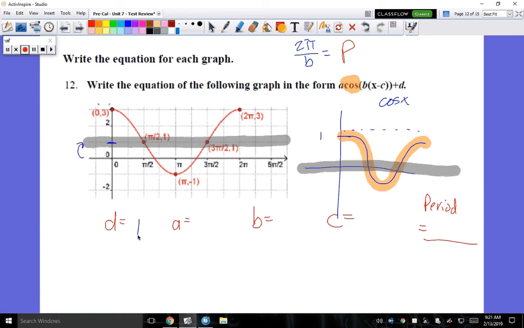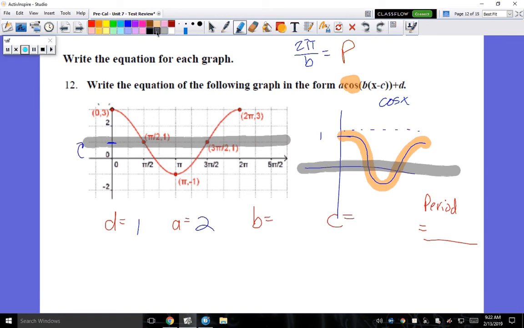Next, we're going to look at the amplitude. Remember, that's the distance from that equilibrium value, if you will, that D value, to either a minimum or a maximum. And you're just going to interpret it as a positive number. So it's from here to here, it looks like it's 2 units. From here to here, it looks like it's 2 units. So A is going to be 2. All right, so now let's look at B and C.